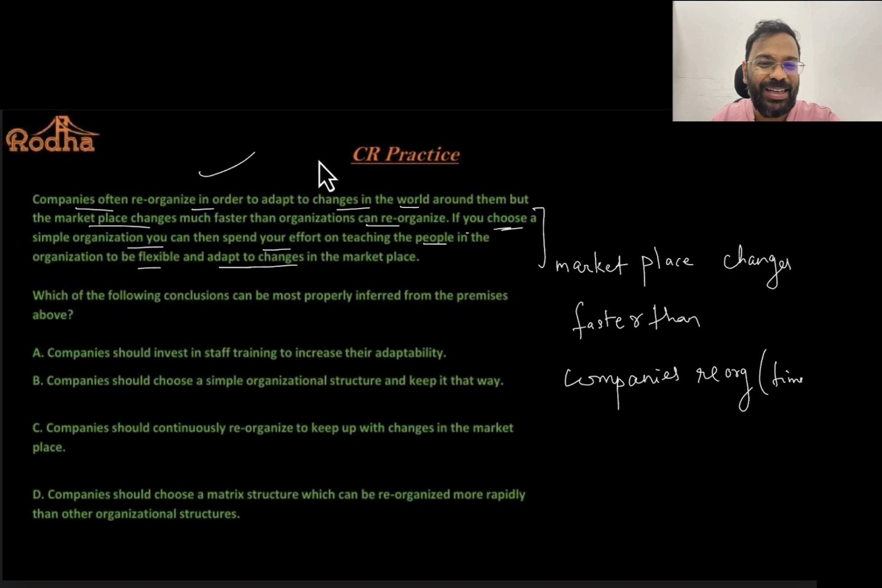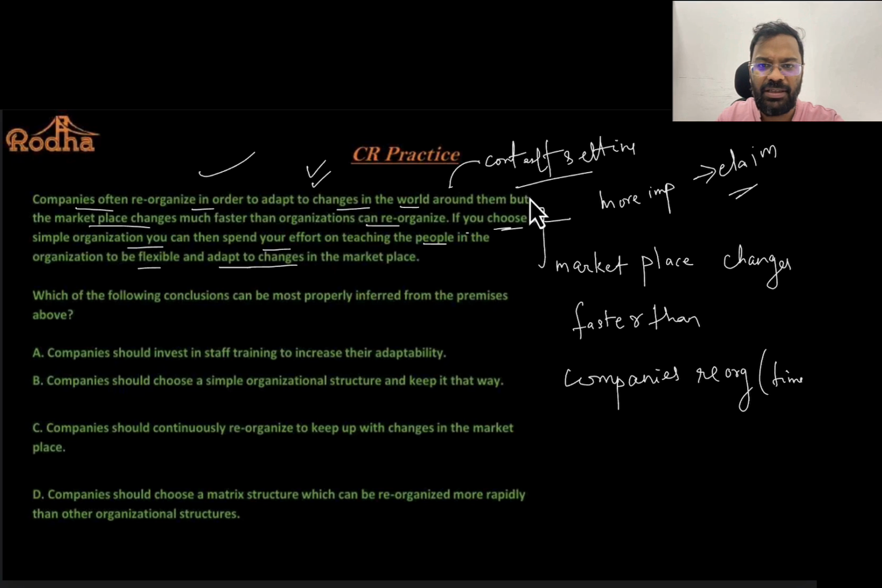Because we were so fixated on this line that we kind of realized that this line, the second line, is probably more important, because it seems closer to the claim of what the author is making. And this looks like the context setting of the paragraph. So let's see which of the following conclusions can be most properly inferred from the premises above.